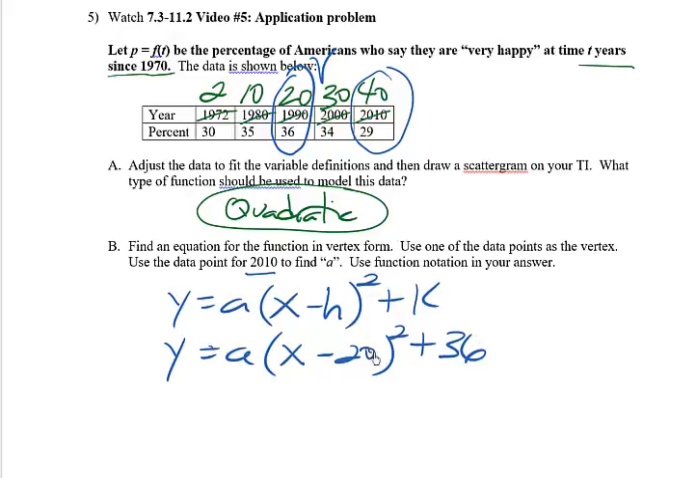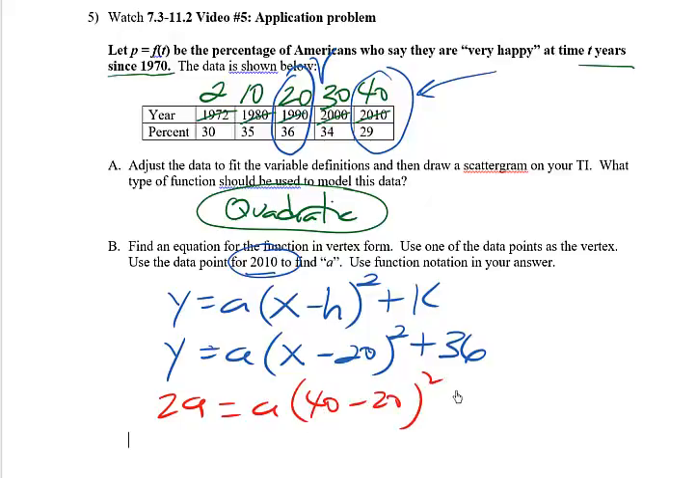The only thing I still don't know is the a. Well, that's where I need one other point. We're using this data point for 2010, the last data point. It's that temporarily plug-in idea that we've been using all semester. So I take that x and y point, I temporarily fill it in. So 29 for the y and 40 for the x. And then I solve this little equation for a. Whatever I get, I'll go ahead and plug into my model and I will be done.